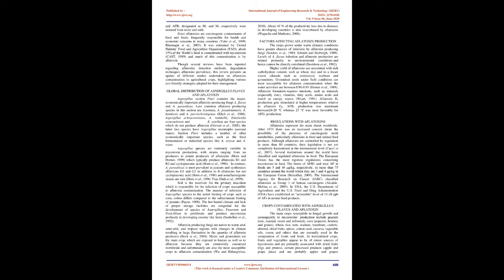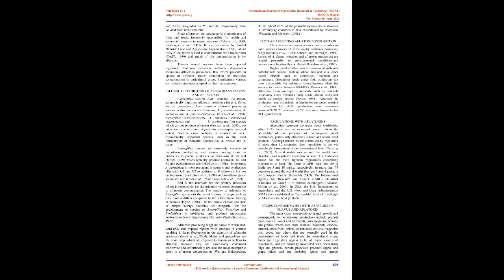al., 1999. Soil is the reservoir for the primary inoculum which is responsible for the infection of crops susceptible to aflatoxin contamination. The manner of infection of Aspergillus species to the aerial fruiting of crops such as corn and cotton differs compared to the subterranean fruiting of peanuts, Payne, 1998. The hot humid climate and lack of proper storage facilities are congenial for the development of species of Aspergillus, Fusarium, and Penicillium to proliferate and produce mycotoxins profusely in developing countries like India, Sashidhar et al., 1992.